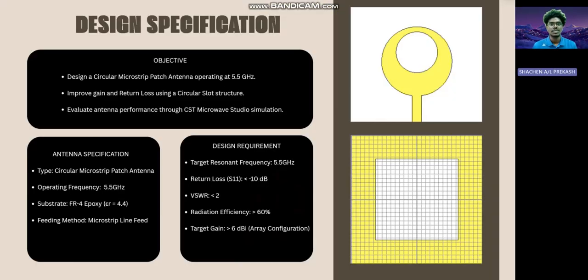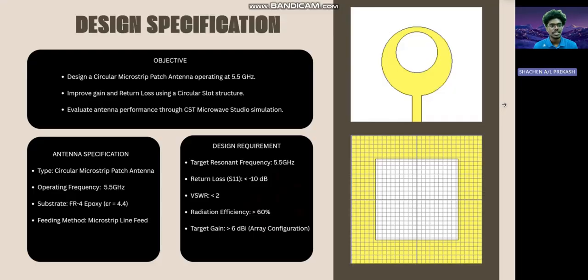So let's move to design specification. Our main objectives are, first, to design a circular microstrip patch antenna operating at 5.5 gigahertz. Second, to improve gain and return loss using a circular slot structure. And third, to evaluate antenna performance through CST Microwave Studio simulation. And this is the circular slot structure.